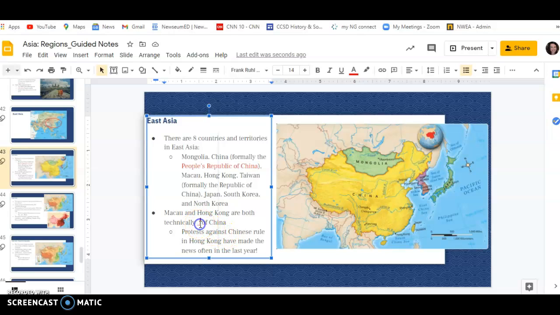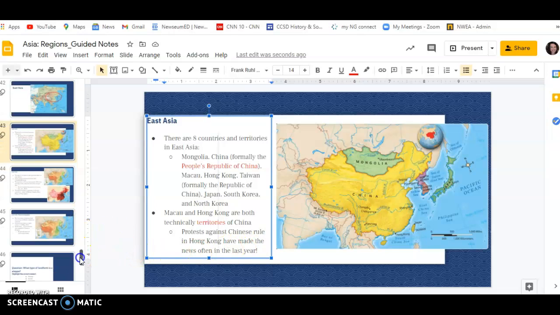Macau and Hong Kong are not independent countries themselves. They are both technically territories of China. You might have heard in the last year especially, there have been protests against Chinese rule in Hong Kong, and it's made global news. So you might have heard about that actually.